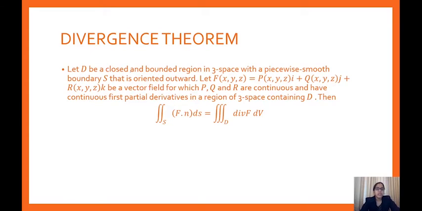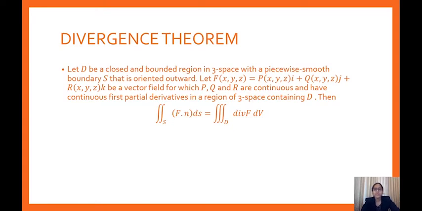Let D be a closed and bounded region in 3-space with a piecewise smooth boundary S that is oriented outward. Let F be the corresponding vector field in which P, Q and R are all continuous and have continuous first partial derivatives, because then only we can express the divergence. So this is an important factor. They should be continuous and have continuous first partial derivatives in a region of 3-space containing D.